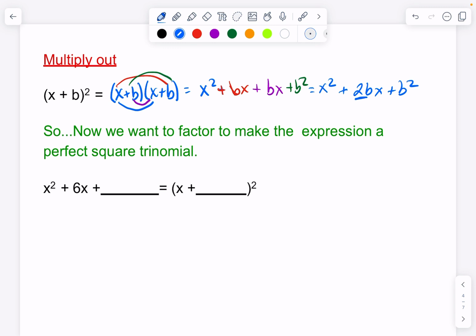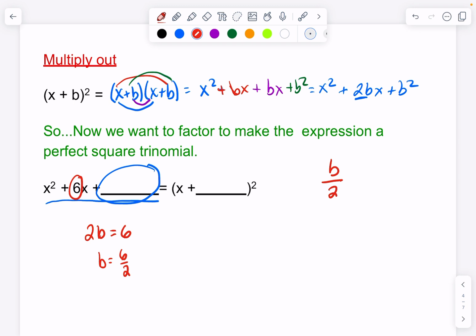I need to figure out, we now want to go backwards, I guess. I'm going to give you an expression like we have down here. And I need to figure out what I need to add in here to get a perfect square trinomial. So this middle term, this 6, I have 2b is equal to 6. So I take my b term and I divide it by 2.